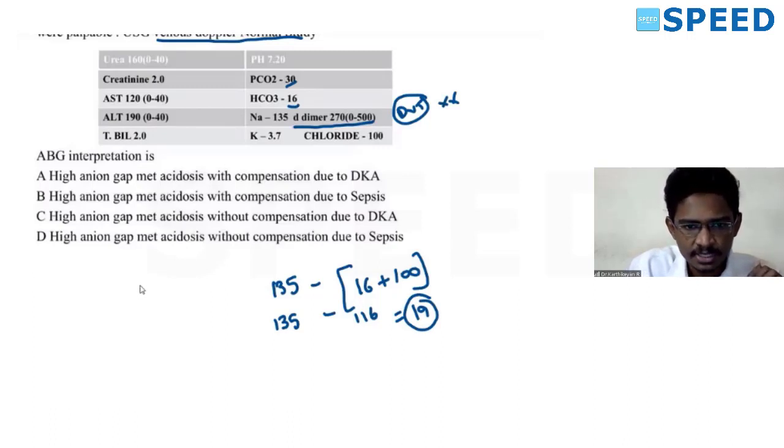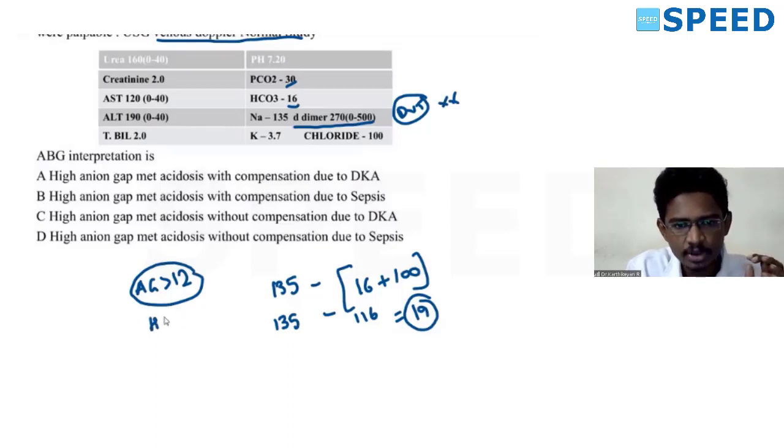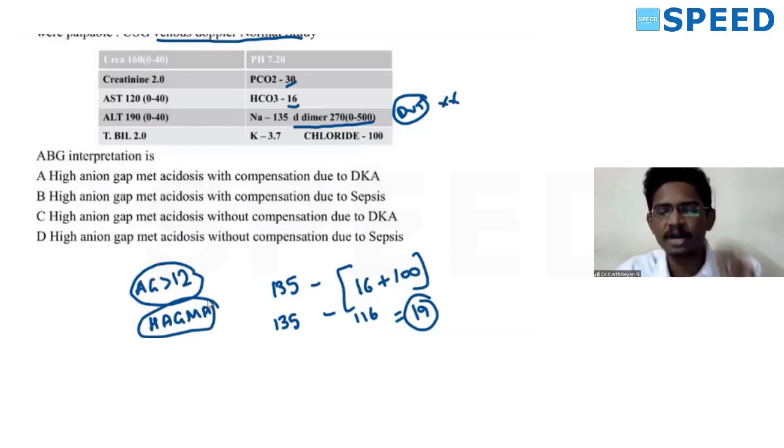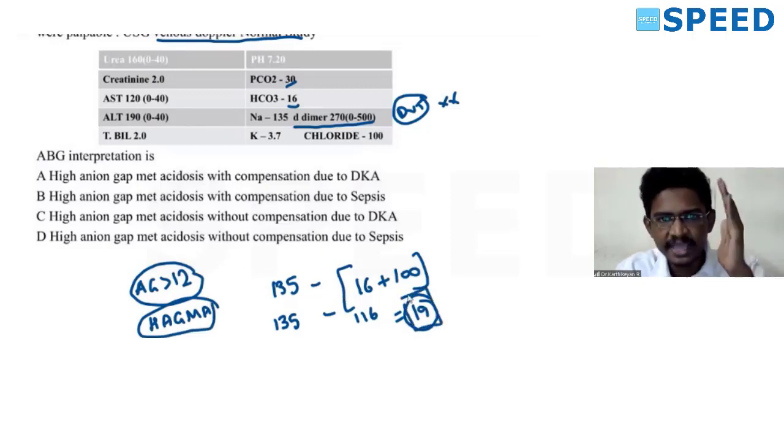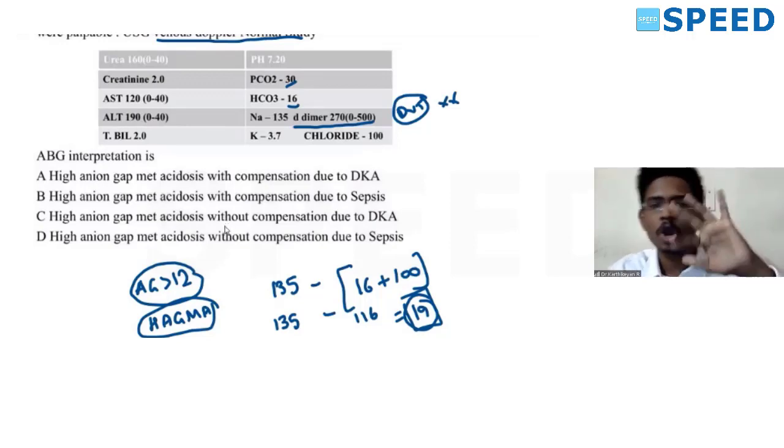Just remember this thing. Anion gap more than 12, you should take it as high anion gap metabolic acidosis, also known as HAGMA. Okay, anion gap is more than 12 here. It is 19. So it is high anion gap metabolic acidosis with compensation that is due to sepsis or decay.